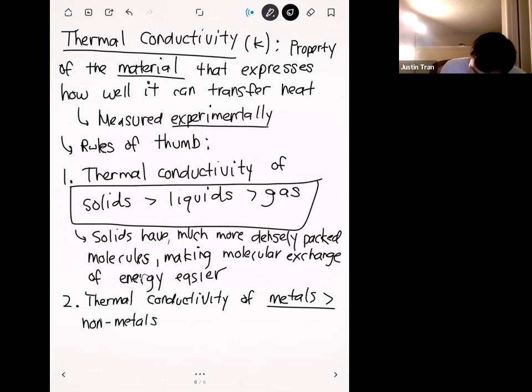Okay. And so generally speaking, most metals are going to have a higher thermal conductivity than non-metals. Okay. And the reason for this, again, goes back to their molecular structure, right? And so what do we know about metals? We know the molecules are organized in a very, very structured, uniform way.